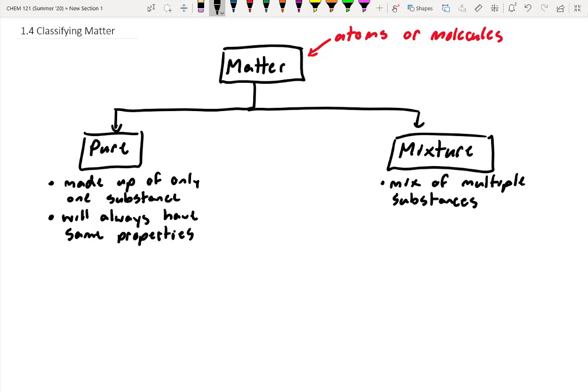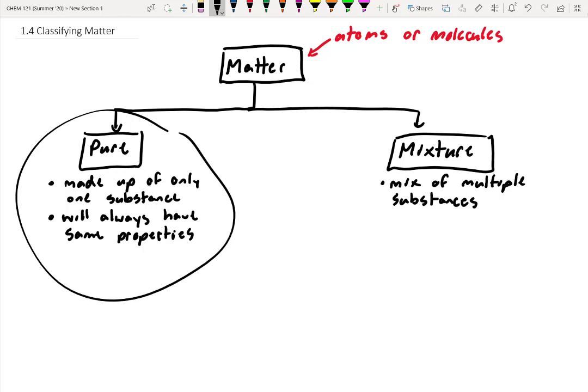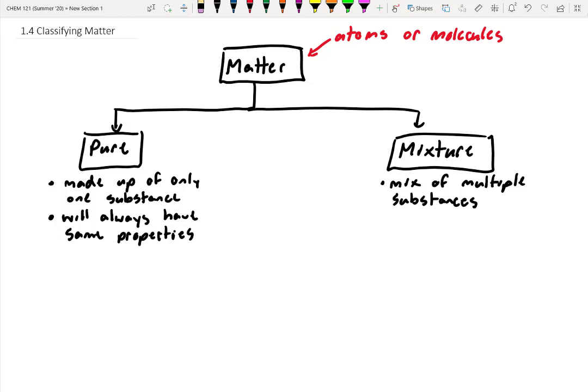Meaning maybe you've got two different types of molecules that are mixing together, or some molecules and atoms mixing together, where over on this pure side, we would only have one type of atom in there, or one type of molecule in there. So that's the main difference. And when we're looking at a mixture, the properties can differ depending on the composition, right?